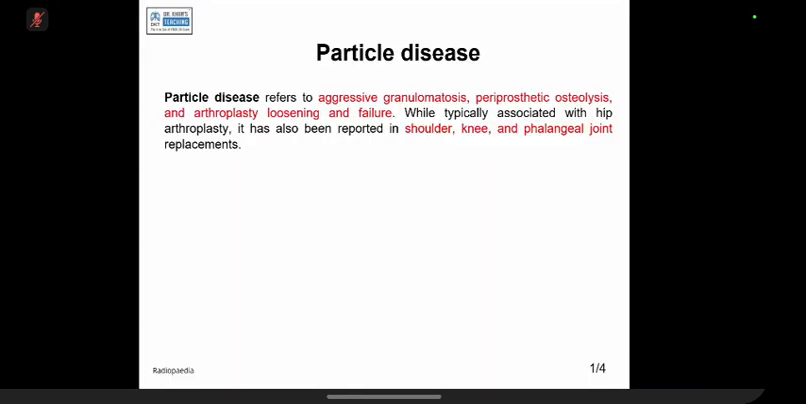Now, the second case is particle disease of the hip. What is particle disease of the hip? It refers to an aggressive granulomatous periprosthetic osteolysis.